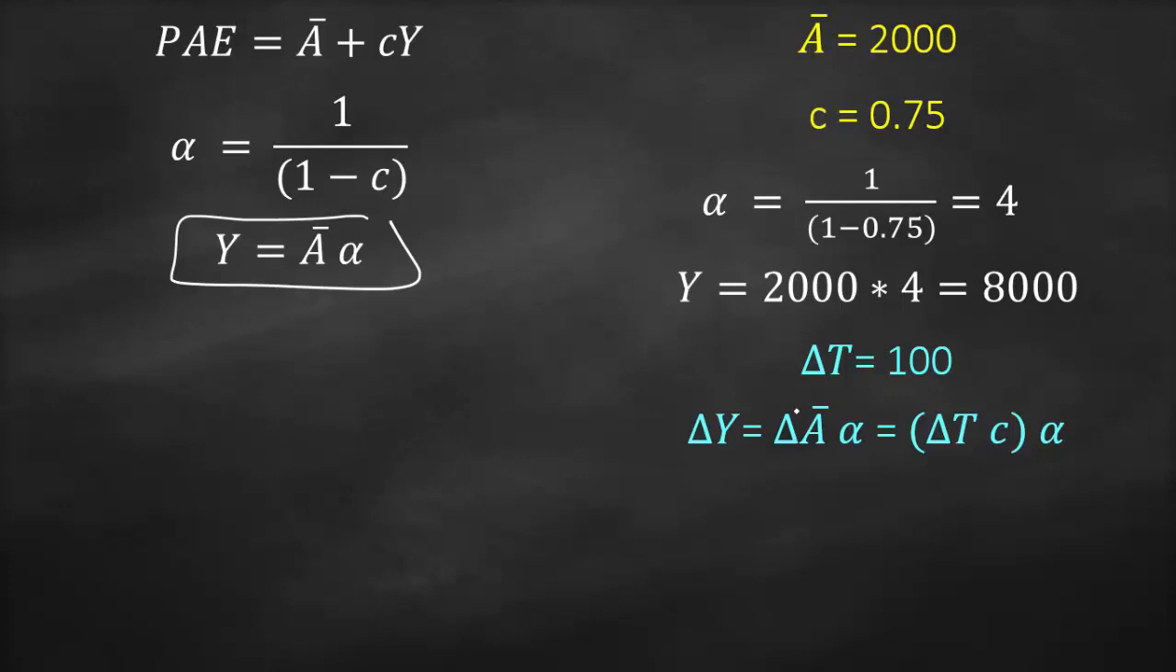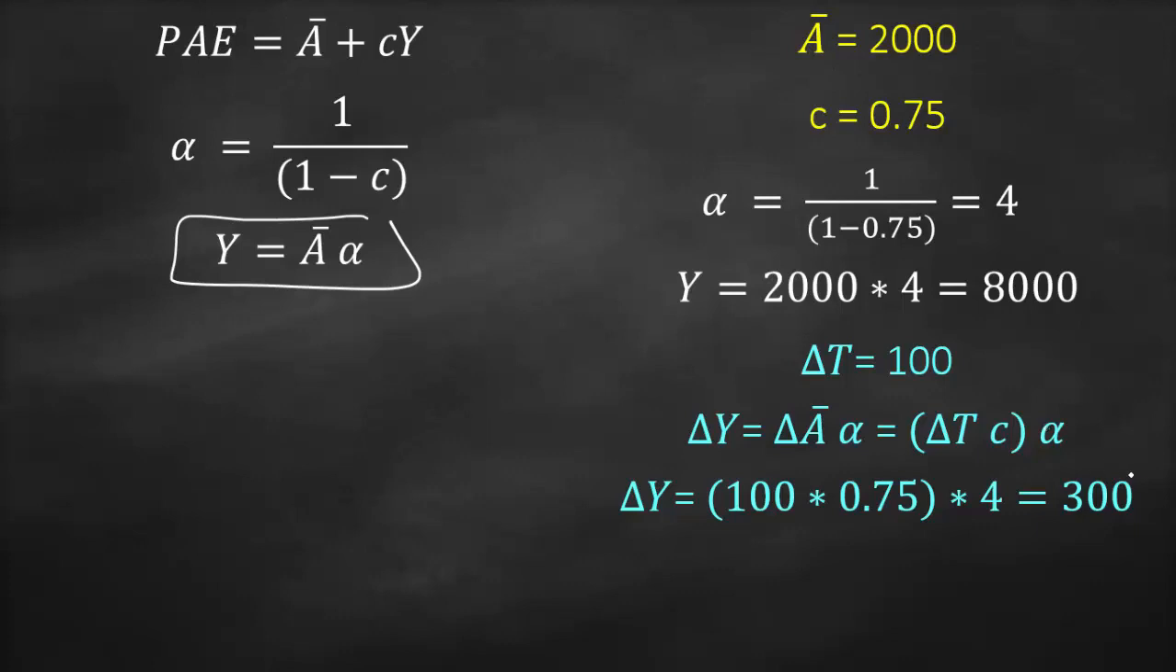We just spend it based on our MPC, marginal propensity to consume, which is for each additional dollar of income, how much we're going to spend of this one. Therefore, I need to get here a change in T multiplied by marginal propensity to consume multiplied by the multiplier. Therefore, our change in output will be 100, which is the change in taxes, the reduction in taxes, multiplied by our marginal propensity to consume 0.75, multiplied by the multiplier 4. This will give us 300.